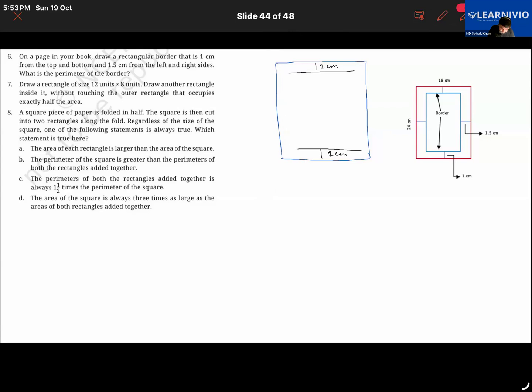So that is going to be 1.5 centimeter. And on the right side also, that is going to be 1.5 centimeter. The next question says, what is the perimeter of the border? It is asking us what is the perimeter of this border. So this is an activity based question which you can do yourself.